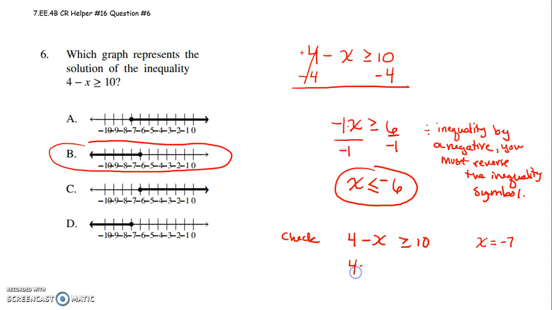So I'm going to do 4 minus a negative 7 and hope that really ends up greater than or equal to 10. Well, what's minus a negative become? Minus a negative becomes plus. What's 4 plus 7? 4 plus 7 is 11. 11 is greater than or equal to 10. Check, check. Any number that I put in this inequality that is less than or equal to negative 6 will get an answer greater than or equal to 10. All right, I hope that helped.